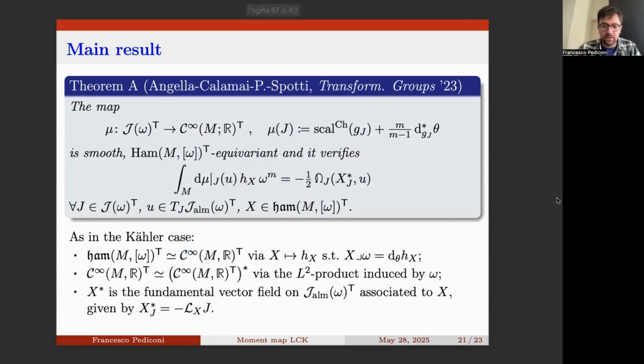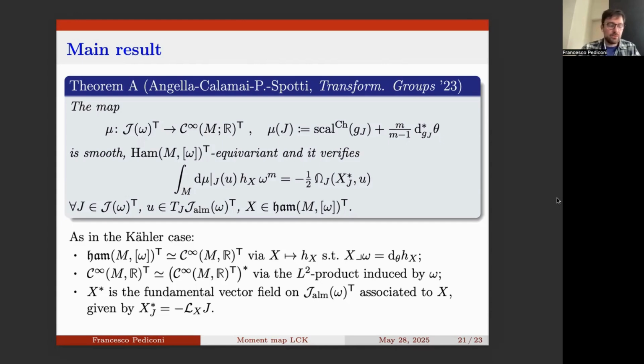So here again, as in the Kähler case, we are identifying the twisting Hamiltonian vector fields that commute with T with a space of invariant functions by taking X and associating its potential, and we are also identifying C infinity with its dual by means of the L2 product. Okay, and so we were able to find an explicit formula for this moment map.